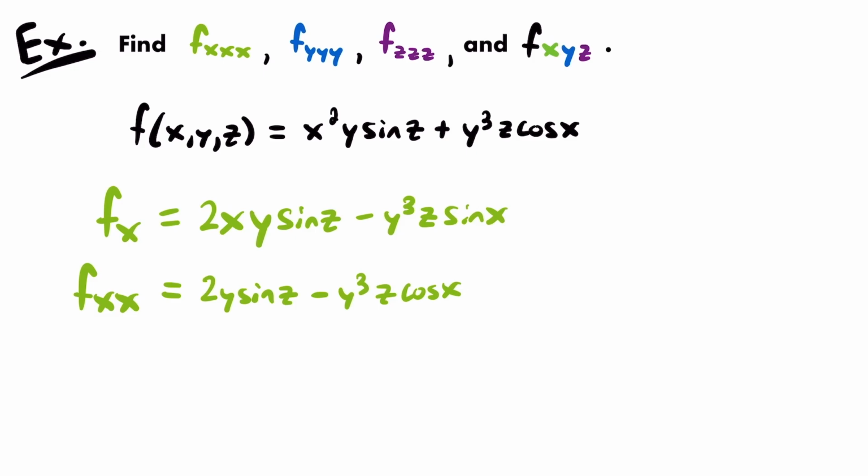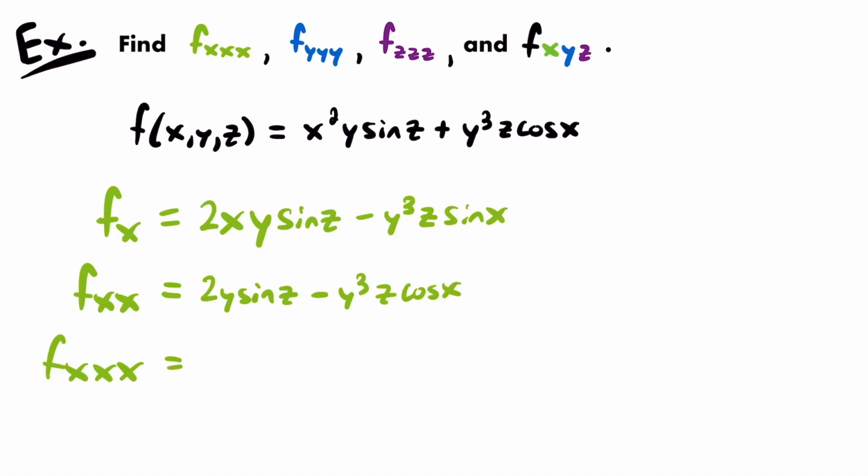All right, so that is f_xx, but now let's take a partial derivative with respect to x one more time, and we'll get f_xxx, which will be equal to the derivative of these two terms, but with respect to x. And so for this first term, there's no x's there, so with respect to x, that is just a constant. Its derivative is 0. So don't worry about that term. Let's move on to the next one here. We have negative y cubed z times cosine x. Cosine x is the only part we have to worry about.